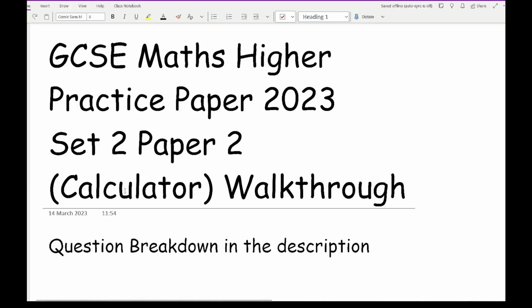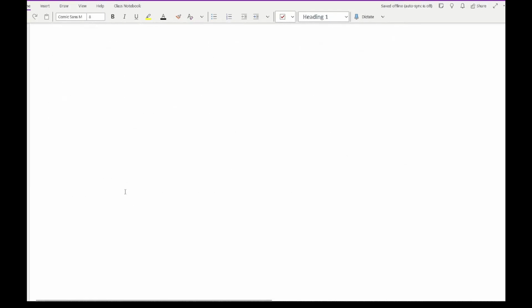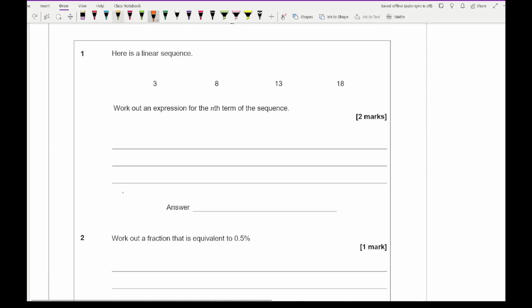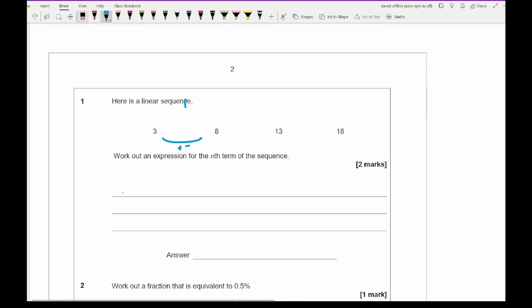So looking at question 1, it says, here is a linear sequence, write down the expression for the nth term of the sequence. So for this, what we need to do is first of all work out the difference, which is plus 5. And so 5n is going to be in the formula. And then all we need to do is say, how do we get from 5 to the first term? Well, I've got to take away 2. So then the nth term is going to be 5n minus 2.